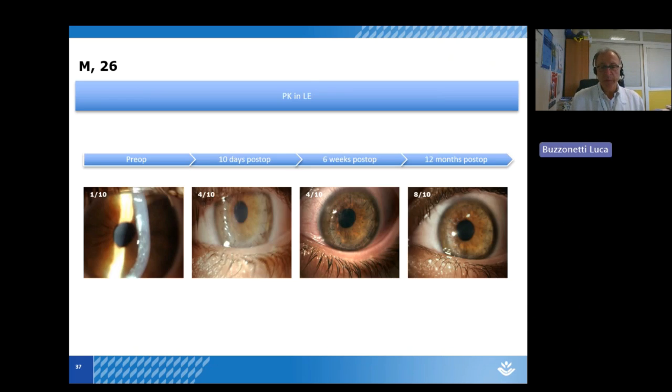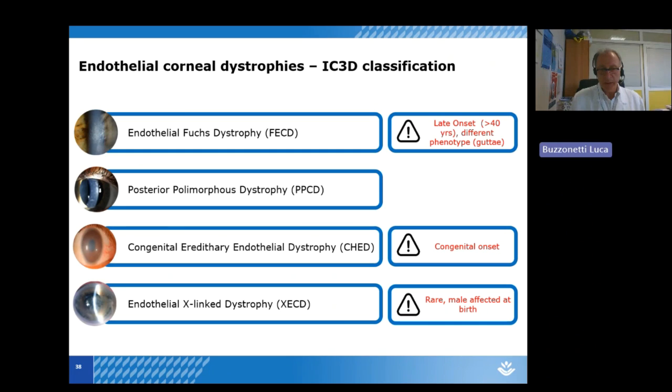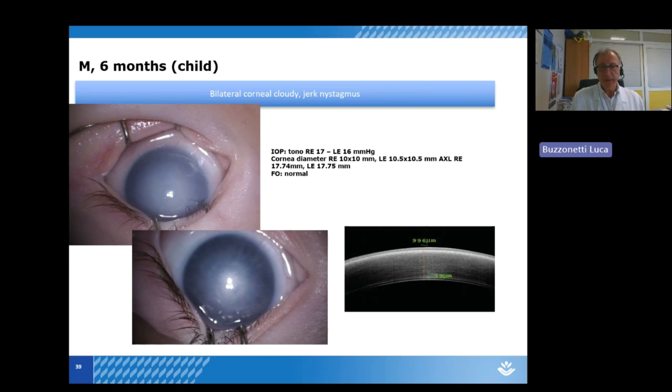Anyway, I performed a penetrating keratoplasty with a good result, a good outcome. Keratoconus, no. Posterior polymorphous dystrophy, also because of the clinical history of this patient. But then the child of this man arrived. He was sent to me when he was 6 months old with a diagnosis of congenital glaucoma.